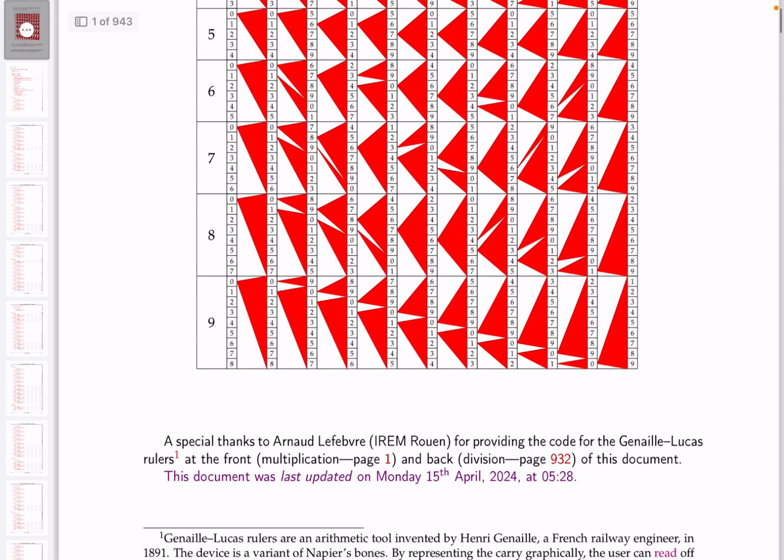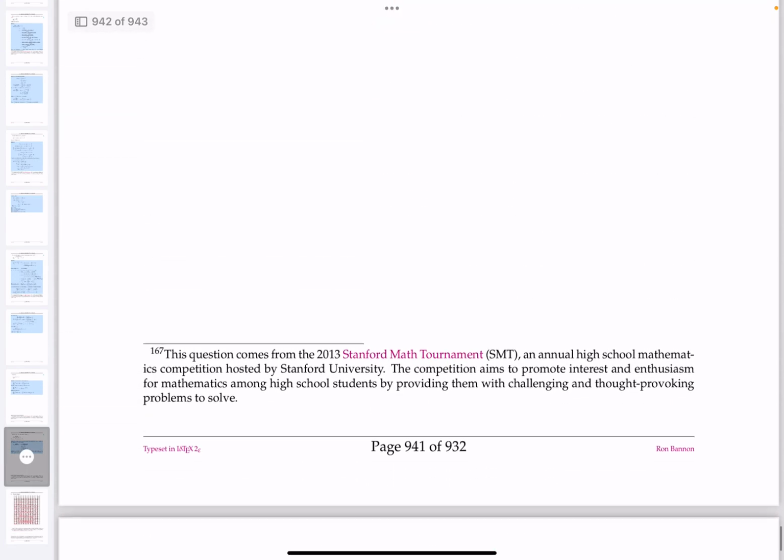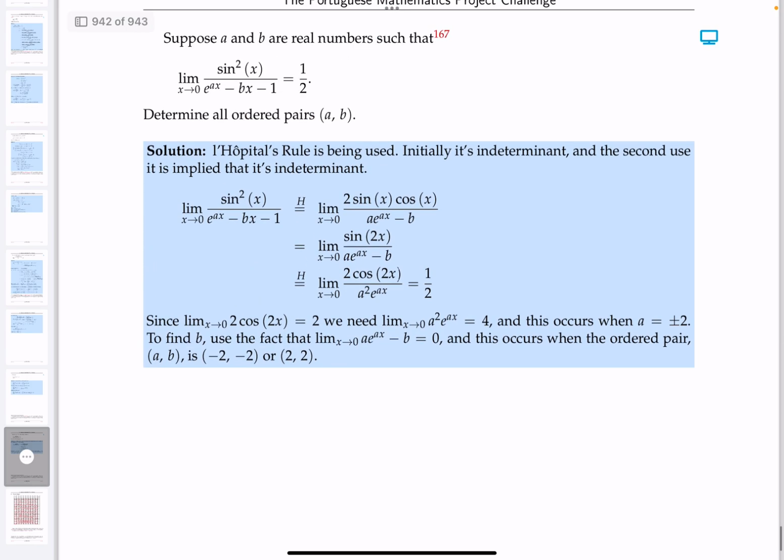Okay, so this document was last updated on Monday, the 15th of April, 2024. And it's continually worked on, so the set's going to grow. But I'm going to go to the end of the document, which at this point is page 932, and then go backwards and explain to you how I do the document.